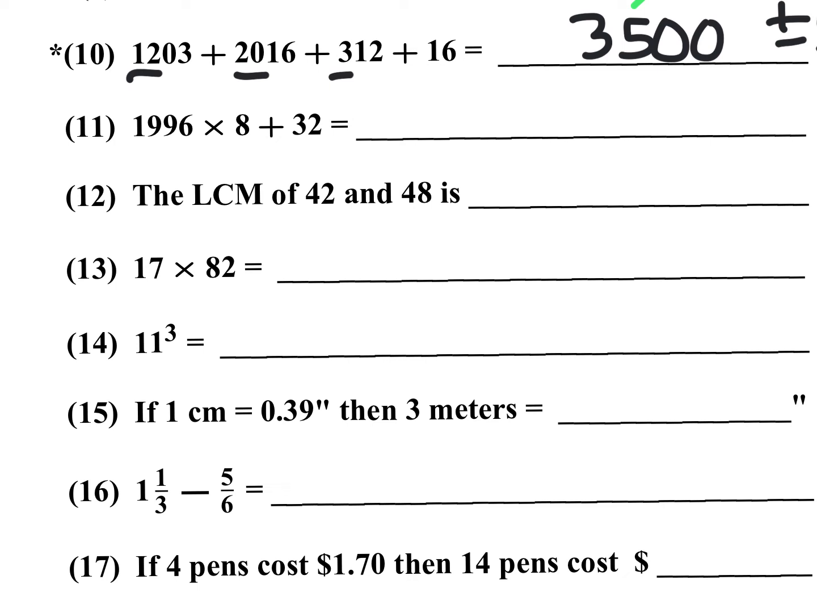Problem number 11 says 1996 times 8 plus 32. So when you have 1996, think of 2,000 minus 4. That's 1996. So I'm multiplying by 8. I'm going to have 2,000 times 8 is 16,000, minus 4 times 8 is minus 32. So that will cancel out with that. So all I need to do is take 2,000 times 8, and that would be 16,000.